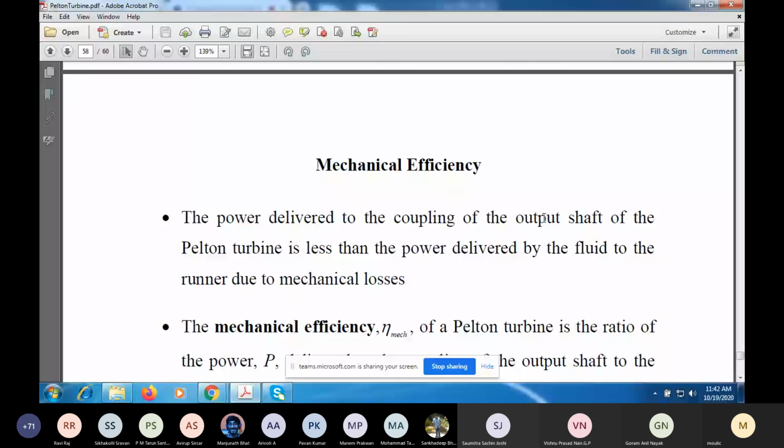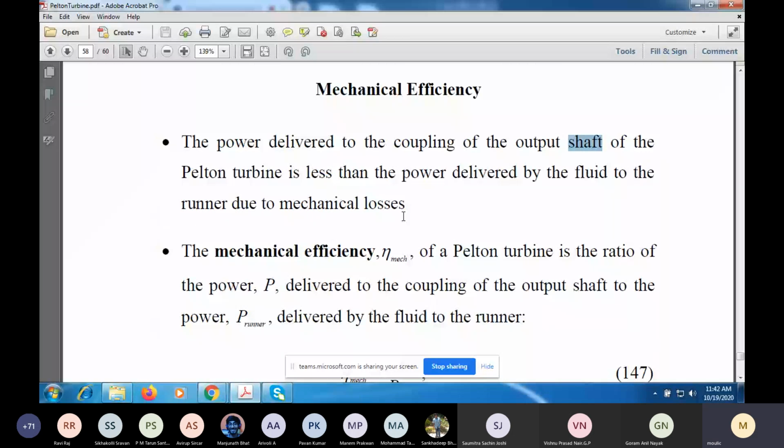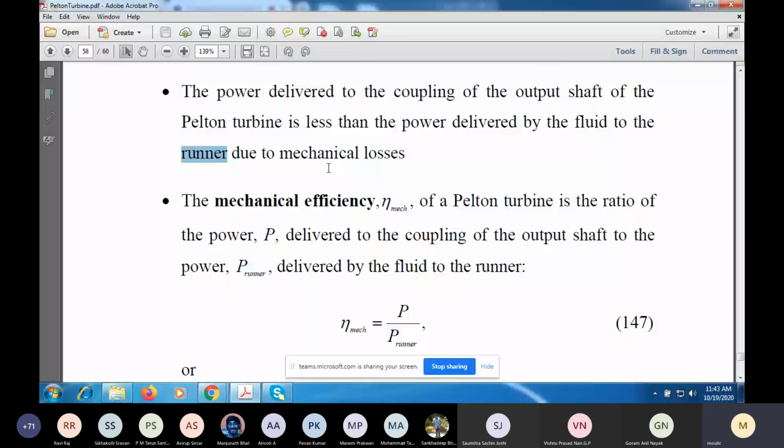Due to some losses in the bearings, the power which is delivered by the fluid to the runner will be more than the power that is actually delivered here. Or in other words, the power that is actually delivered to the coupling of the output shaft will be slightly less than the power that is delivered by the fluid to the runner. And the power that is delivered by the fluid to the runner is the hydraulic power. So this is due to mechanical losses in the bearings. So one can define a mechanical efficiency. I'm calling it eta with a subscript mech for mechanical.